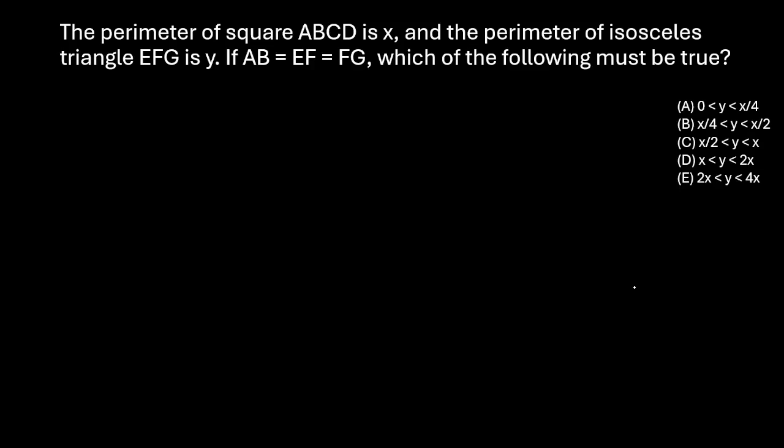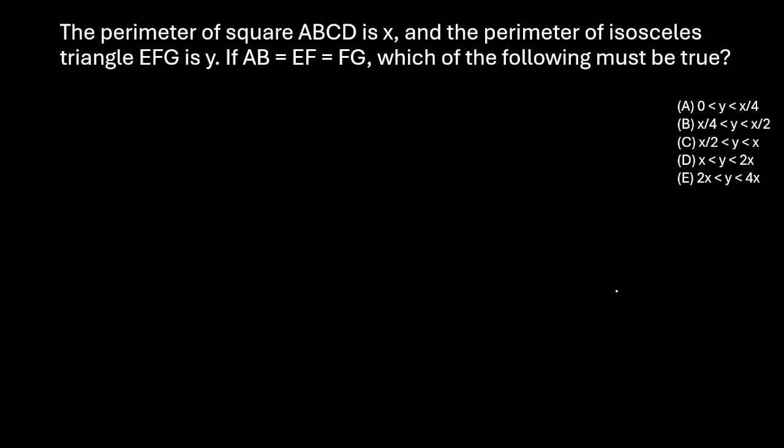Let's have a look at this SAT question. The perimeter of square ABCD is x. Perimeter of the isosceles triangle EFG is y. If AB equals EF equals FG, which of the following must be true? If you want to give this problem a try, pause the video and let's see how we can solve this.